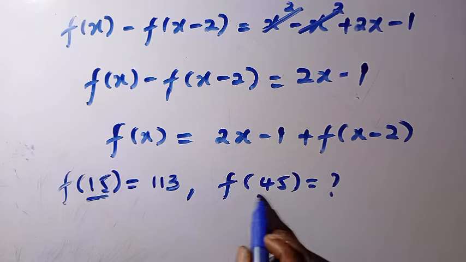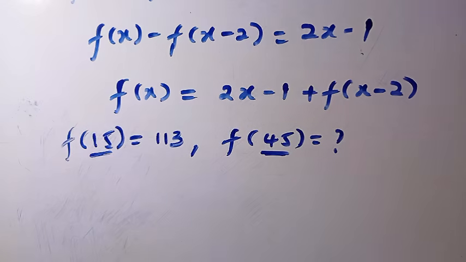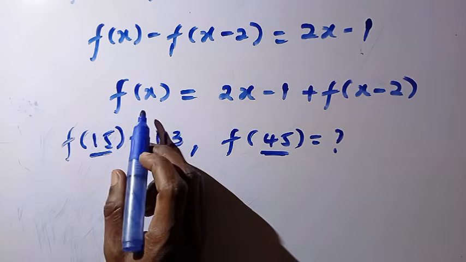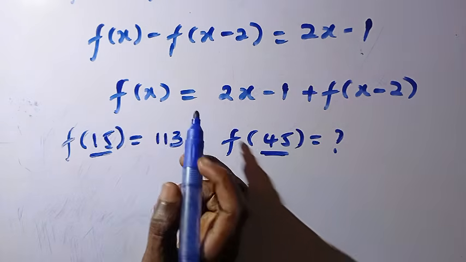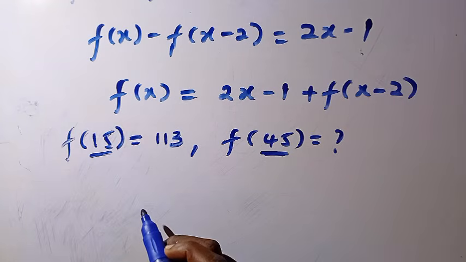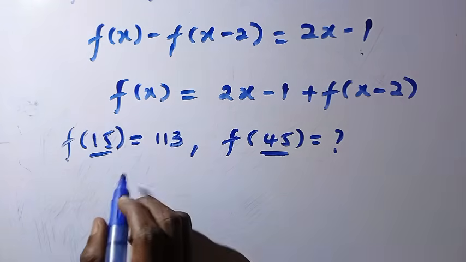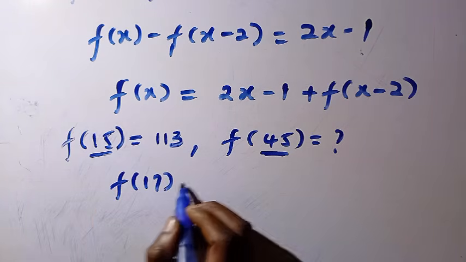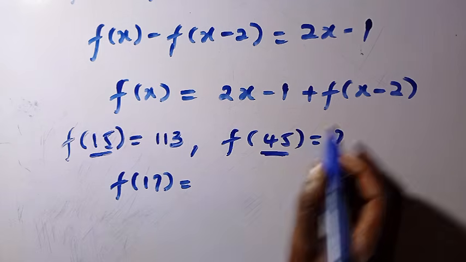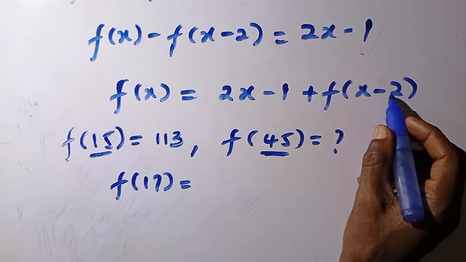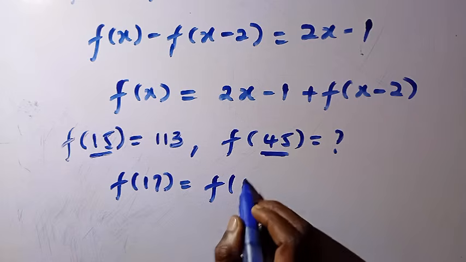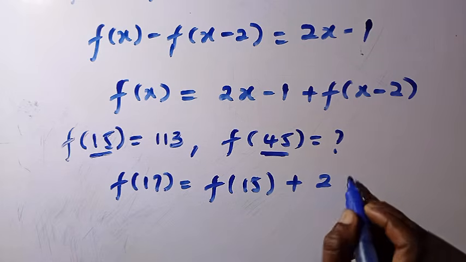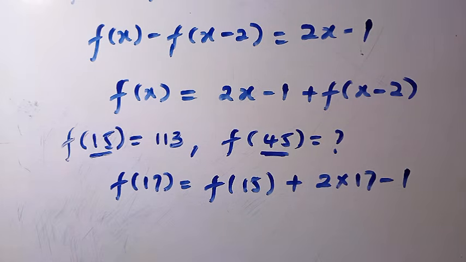The 15 here and the 45, both of them are odd numbers. Then we don't need to go through the steps of finding f of 16, since 17 is odd. So let's focus on the odd numbers only. Now the next thing we are going to find is f of 17, which equals f of 17 minus 2, right? That is f of 15, plus 2 multiplied by 17 minus 1.